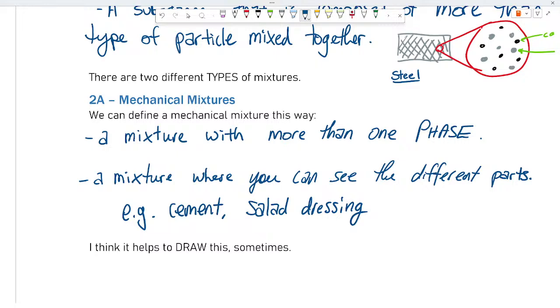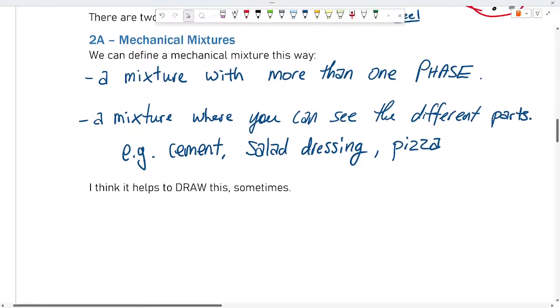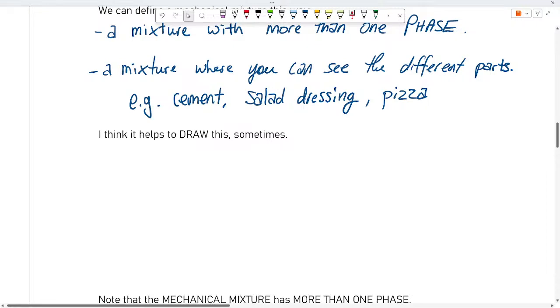Pizza is a mechanical mixture. You can see the dough. You can see the cheese. You can see the sauce. You can see all the stuff. I think it helps to draw it. So imagine if you had a cup of water and I put a bunch of thumbtacks in it.